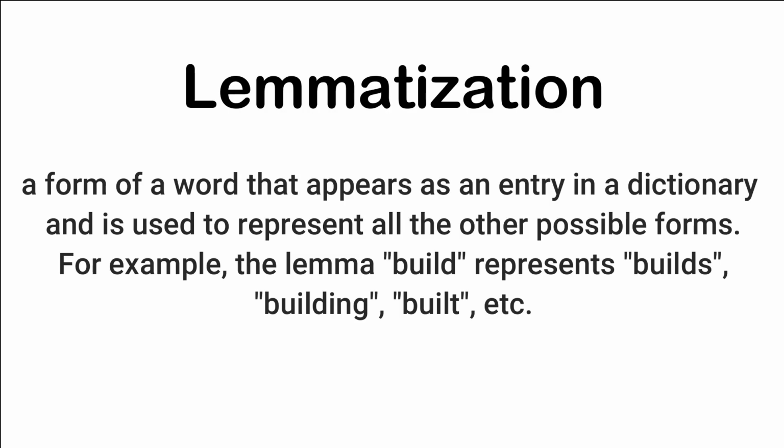According to the Cambridge Dictionary, a lemma is a form of a word that appears as an entry or a tag in a dictionary and is used to represent all the other possible forms. I hope you have understood. For example, build is a word and it represents builds, building, built. So build is basically a lemma, an entry point or a tag for builds, building, and built. I hope you have understood what a lemma and lemmatization are.